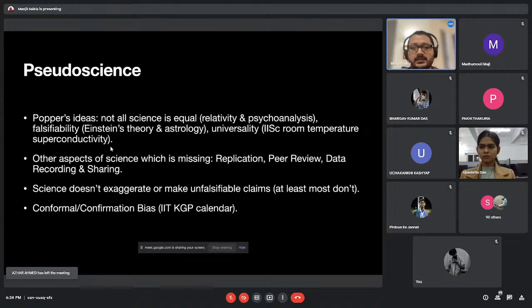But in pseudoscience, it's completely out of the question that a conflict of interest or your confirmation biases would be mentioned. A very nice example of this confirmation bias is a recent calendar by IIT Kharagpur. IIT Kharagpur has this center for Indic research or something like that, and they launched a calendar at the end of December about the Aryan invasion theory of India. These are things which have been widely studied.